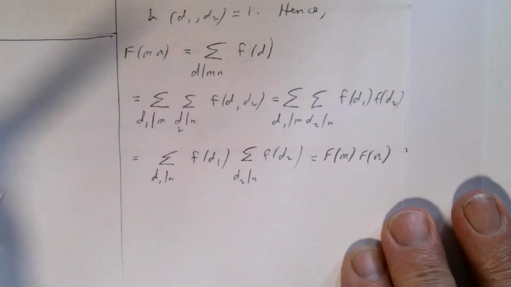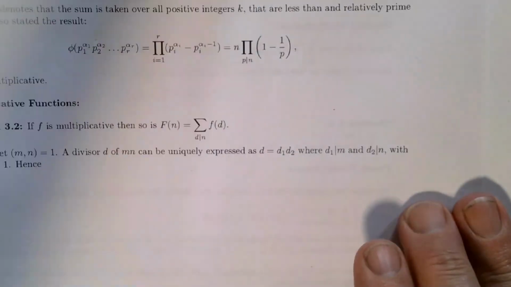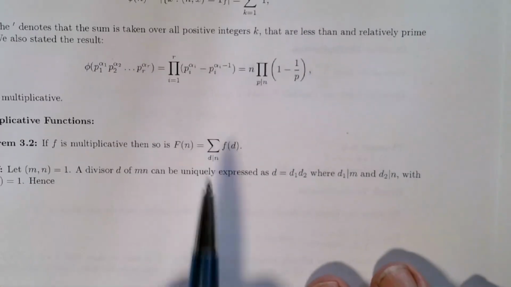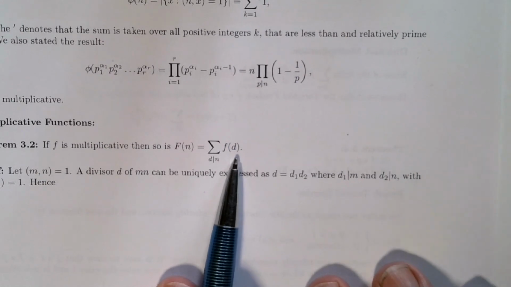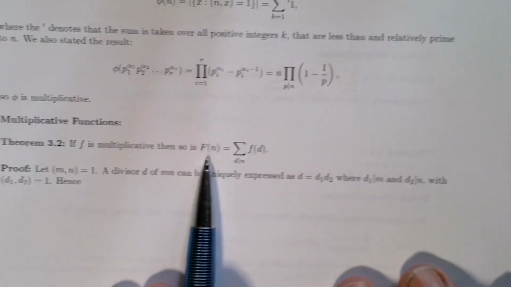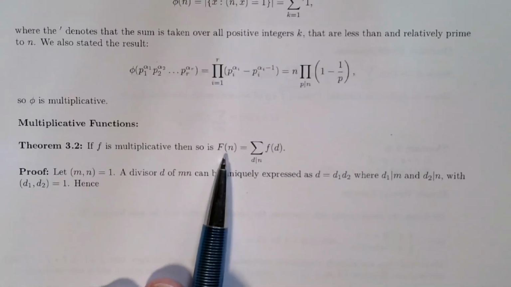So this is a very nice theorem. It's telling us that if you've got a multiplicative function and you take the sum over the divisors of a multiplicative function, then that function is itself multiplicative. And that is a useful fact that we will exploit in further videos.